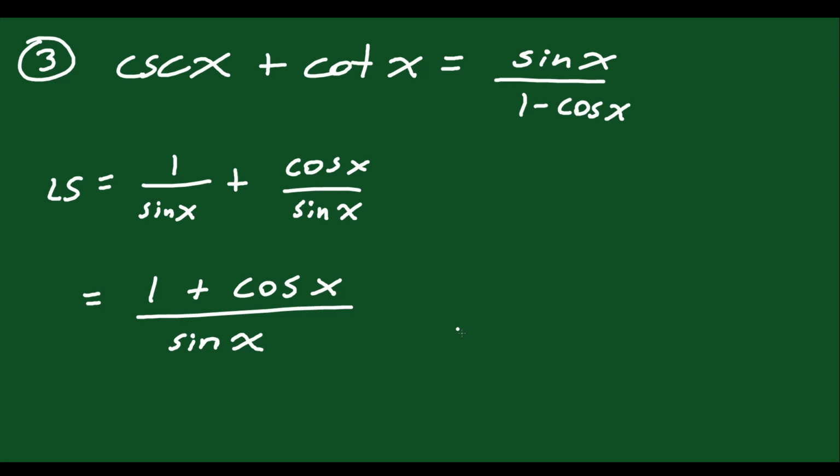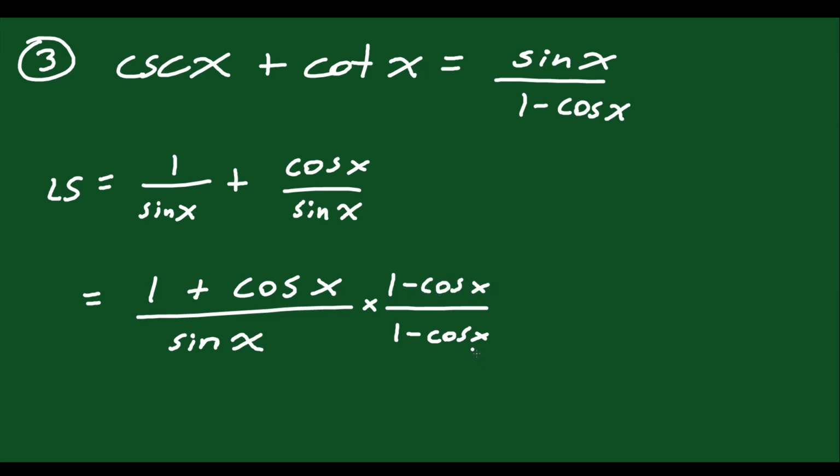Now at this point, you might be thinking, okay, I'm kind of stuck. How do I make this look like this over here? Well, there's a couple things you can do. For one, you can recognize that the answer on the right has a 1 minus cos x on the bottom. We don't have that over here. So maybe we multiply by something with 1 minus cos x on the bottom. And if you do it to the bottom, you have to do it to the top as well. So I'm going to add 1 minus cos x on the top as well.